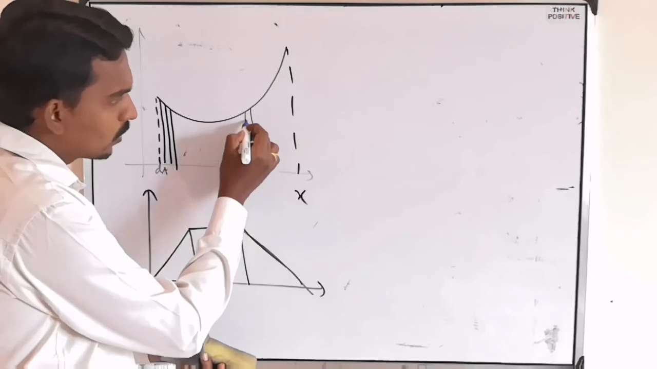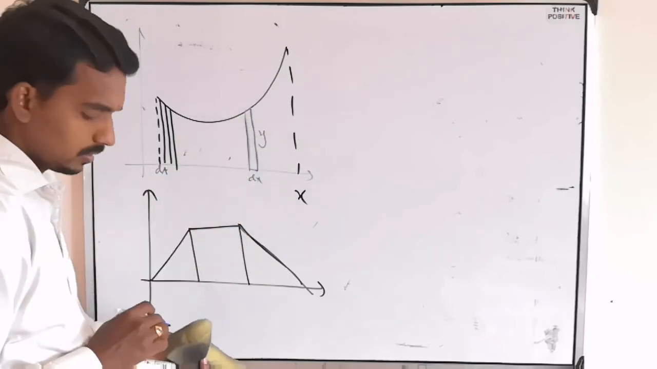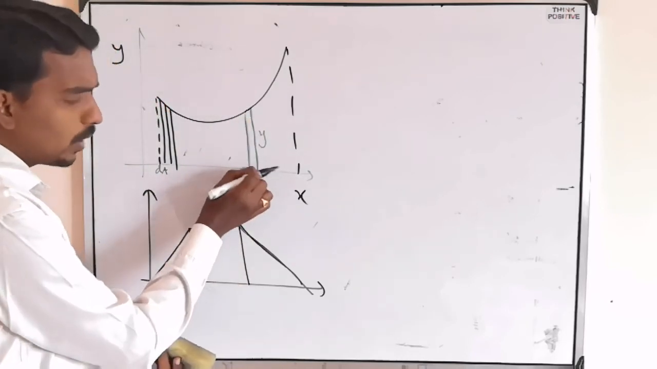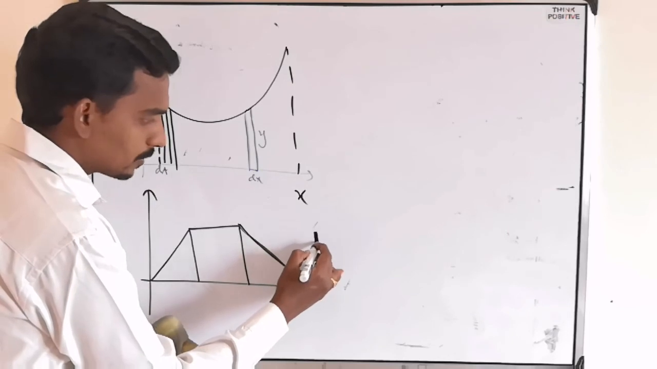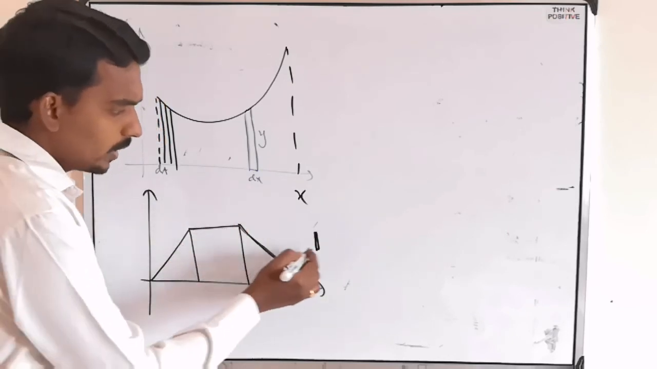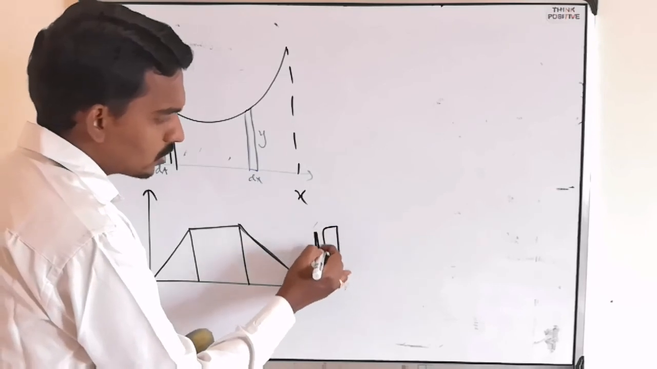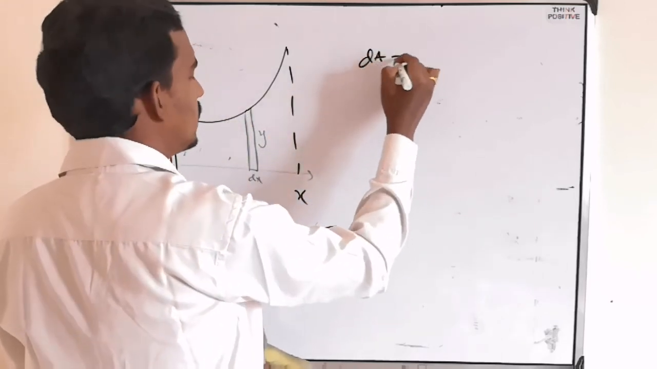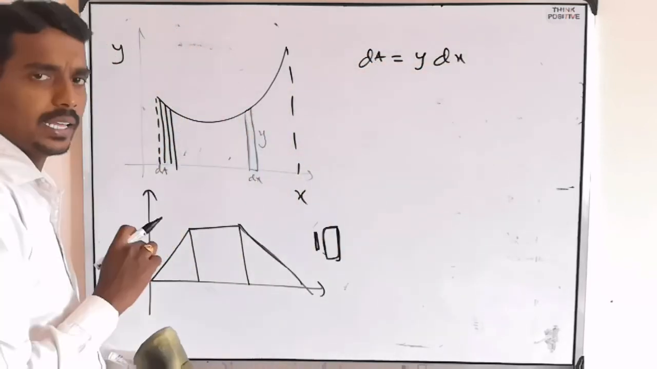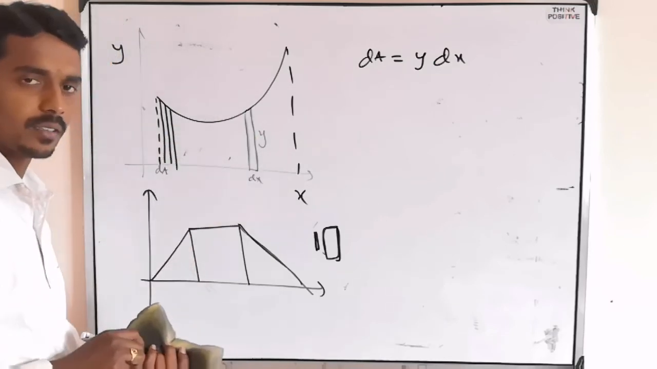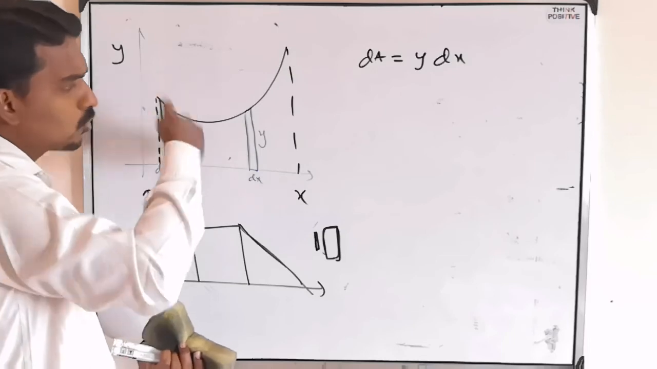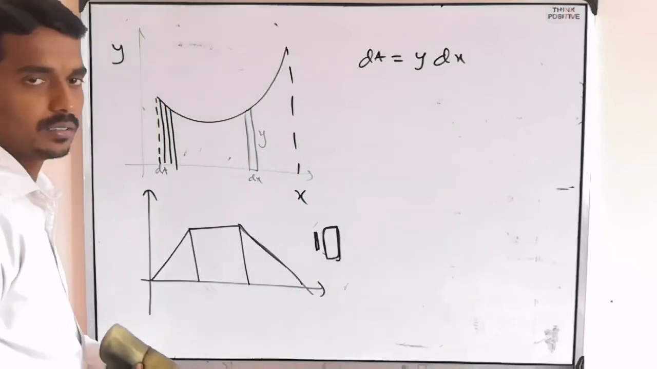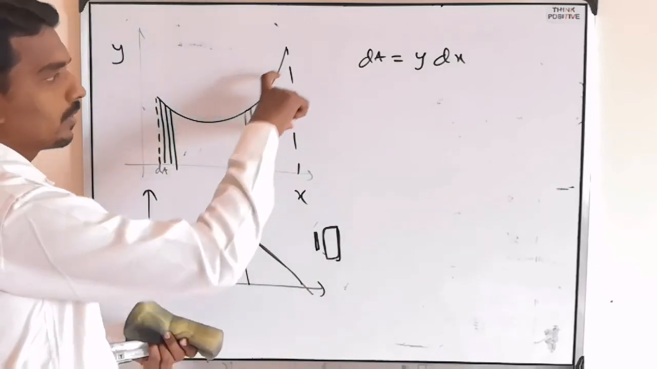Now what kind of shape does it look like? Here a slight curve is there, but this width is very small. So how will it look? It looks like almost a rectangle. So the area of this small element is y dx, because rectangle area means length into breadth. So I divided the total area into small strips, and one such strip has area y dx. But y is different for different strips.